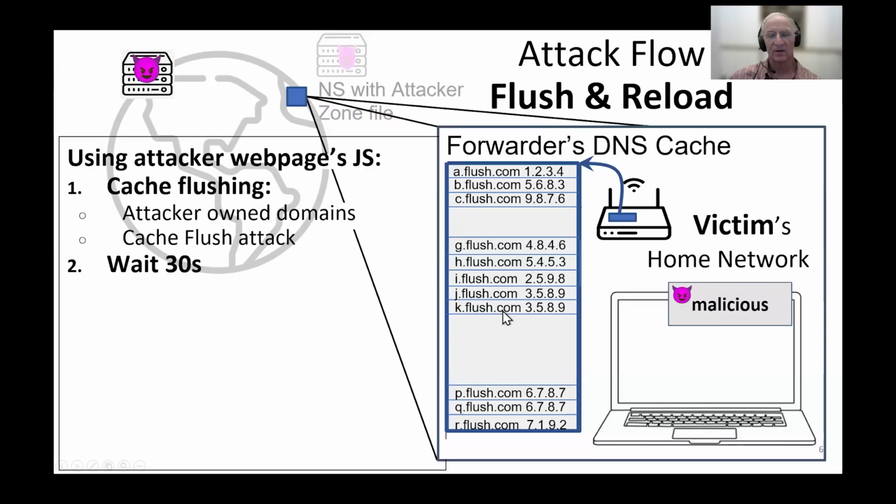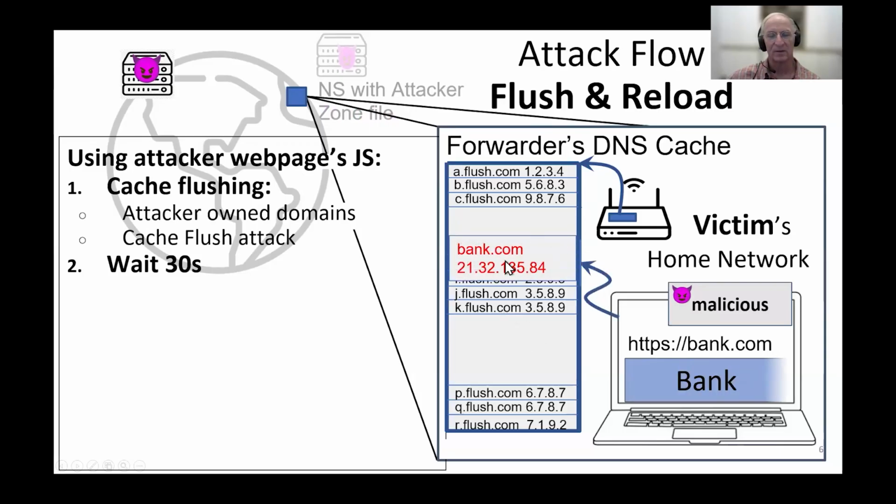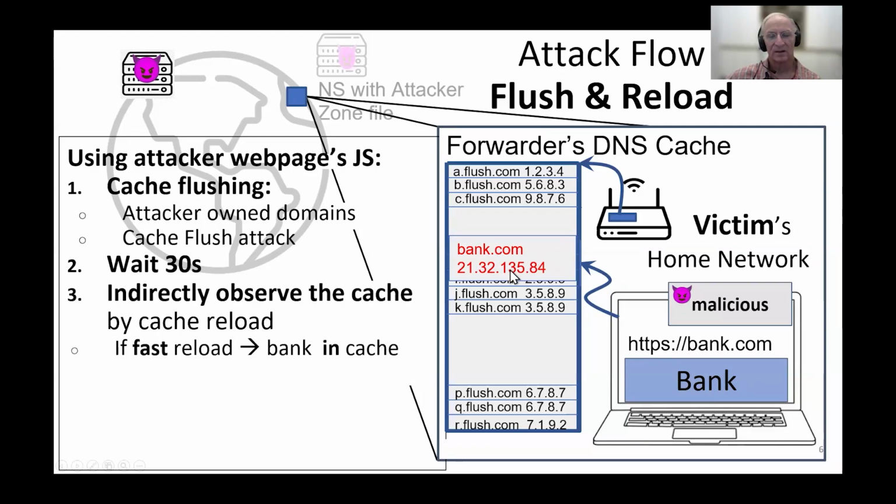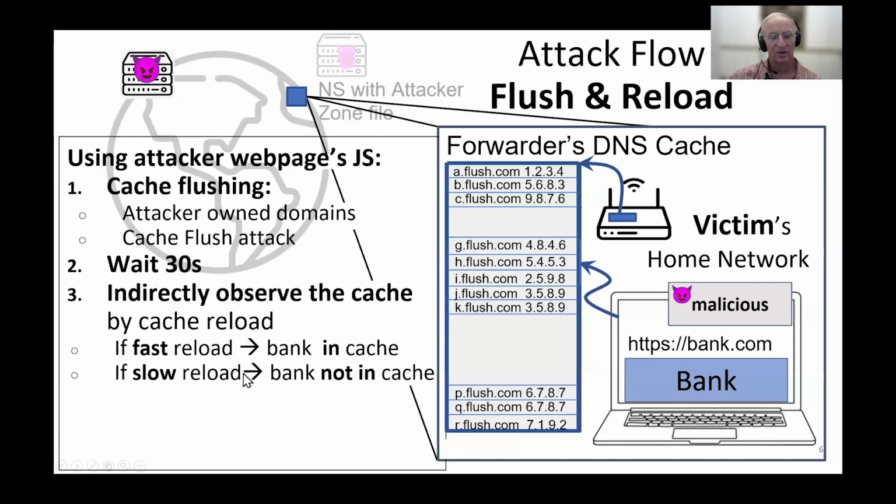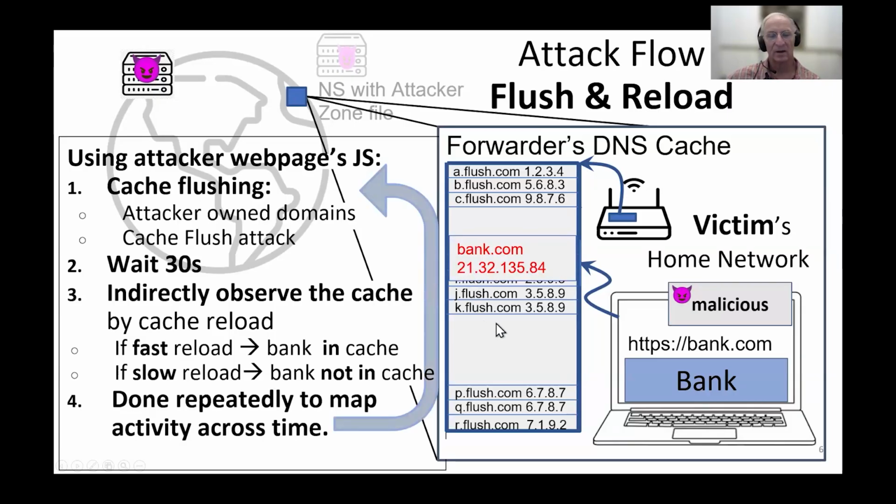Next, you wait for 30 seconds, to see if there is any activity of the victim. The victim did visit bank.com. After the 30 seconds, we test. Let's see how fast we do a reload of the DNS request for bank.com. If the reload is fast, we know the record is in the cache. If the reload is slow, the response for this domain is slow, it's probably not in the cache. And we can infer whether the victim did visit the bank in the last 30 seconds. And we repeat it again and again every 30 seconds to get the timing activity with a resolution of 30 seconds.